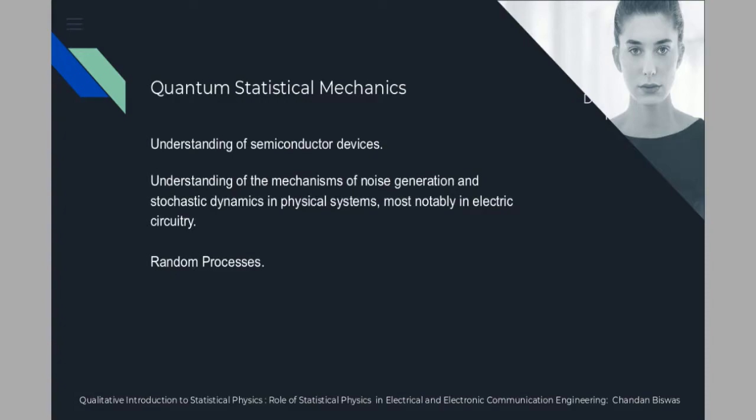Another important issue for electrical engineering students is understanding of the mechanisms of noise generation and stochastic dynamics in physical systems, most notably in electric circuitry. Accordingly, the fluctuation dissipation theorem of statistical mechanics is the theoretical basis for understanding thermal noise processes in systems. Later on, these may be reviewed from a signals and systems point of view in a way that is readily useful for engineering students and in relation with other areas in electrical engineering, like courses related to random processes.